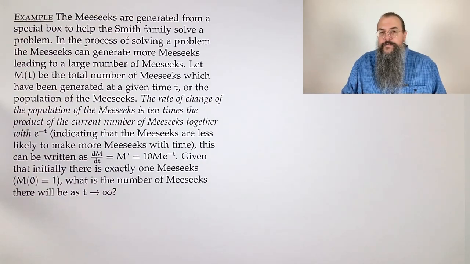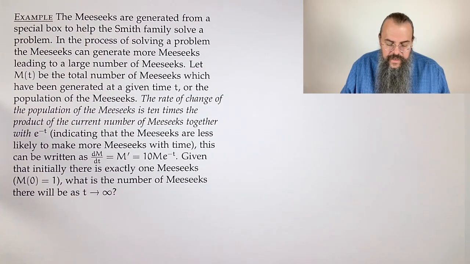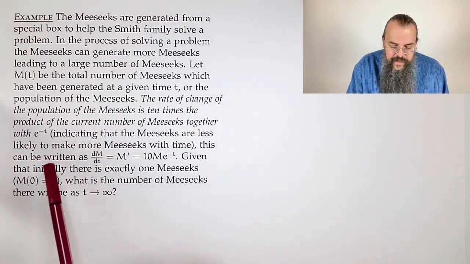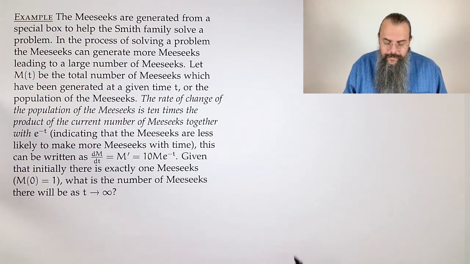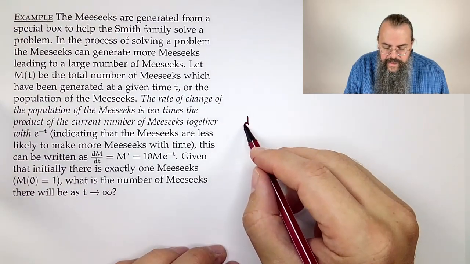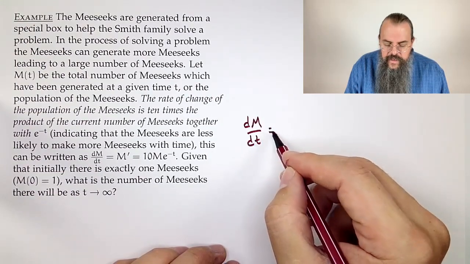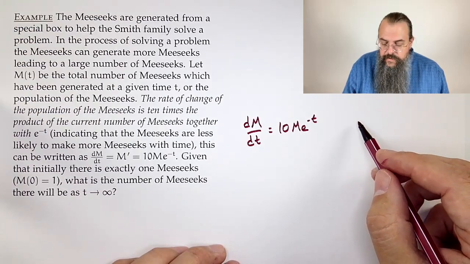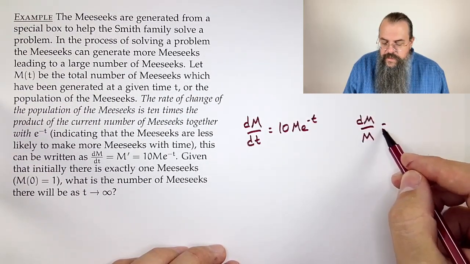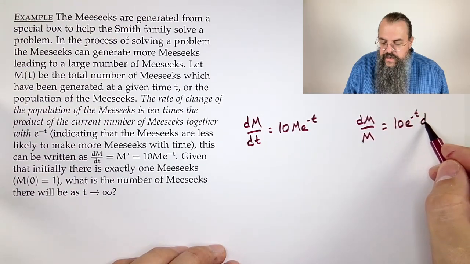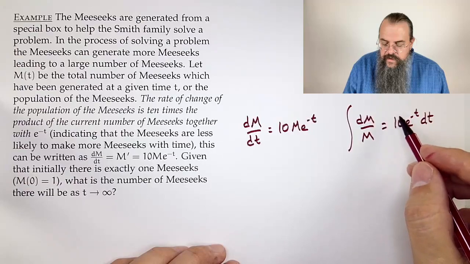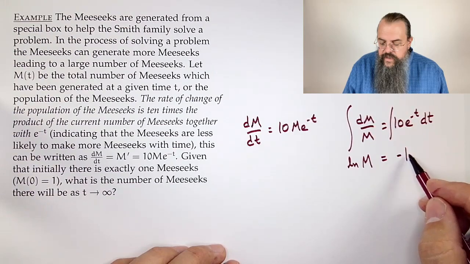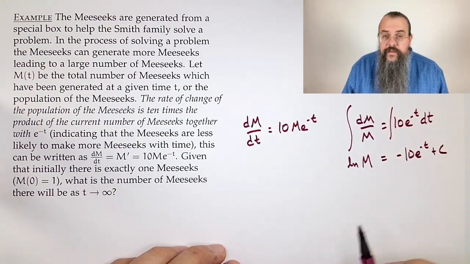Well, all right. Doesn't seem so bad. So let's start. They gave us a differential equation. They gave it to us as a sentence, and then they were even nice enough to give it to us as a formula. Wow, that was very nice of them. So we have dm/dt is 10 m e to the minus t. We do our separation. We say, all right, dm over m is 10 e to the minus t dt. Integrate both sides. We'll get log of m is equal to minus 10 e to the minus t plus c.